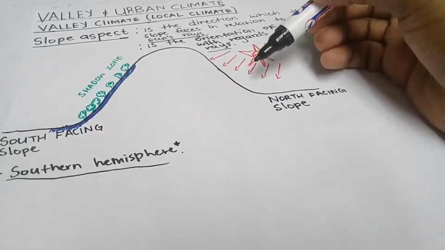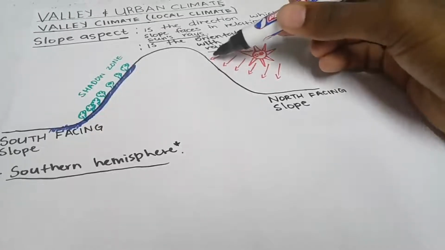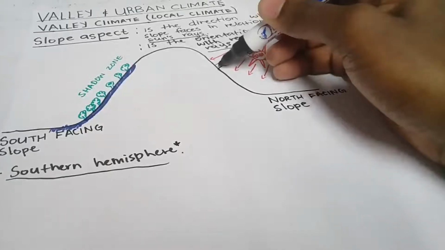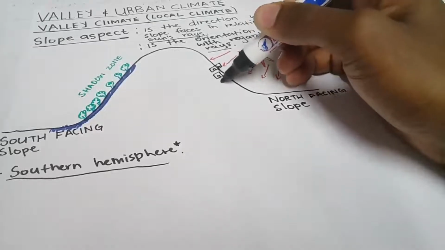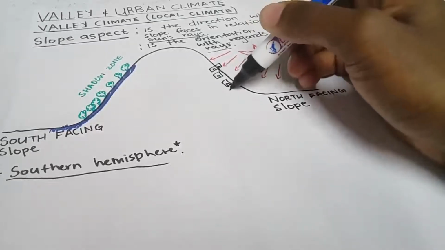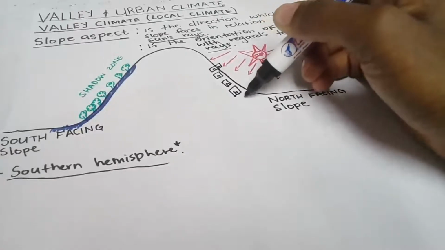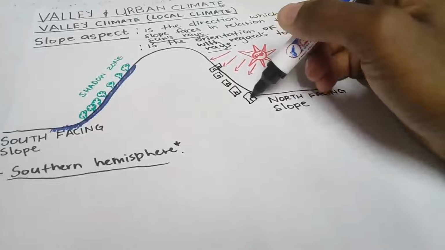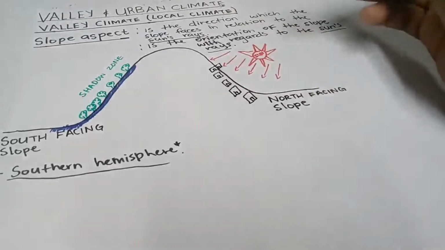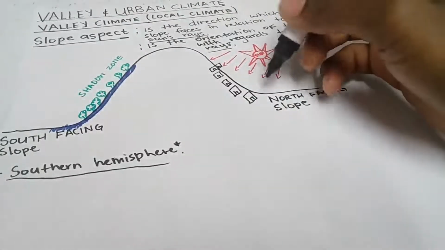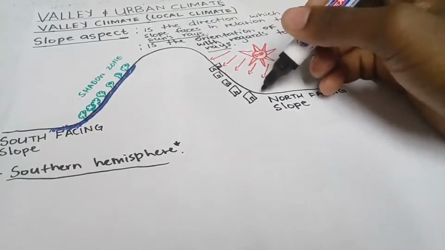We need sunlight for our own houses. We need sunlight in other different activities. So people are going to build on this side. People are going to build their houses or settle on this north-facing slope in the southern hemisphere, because they receive more sunlight for their activities.